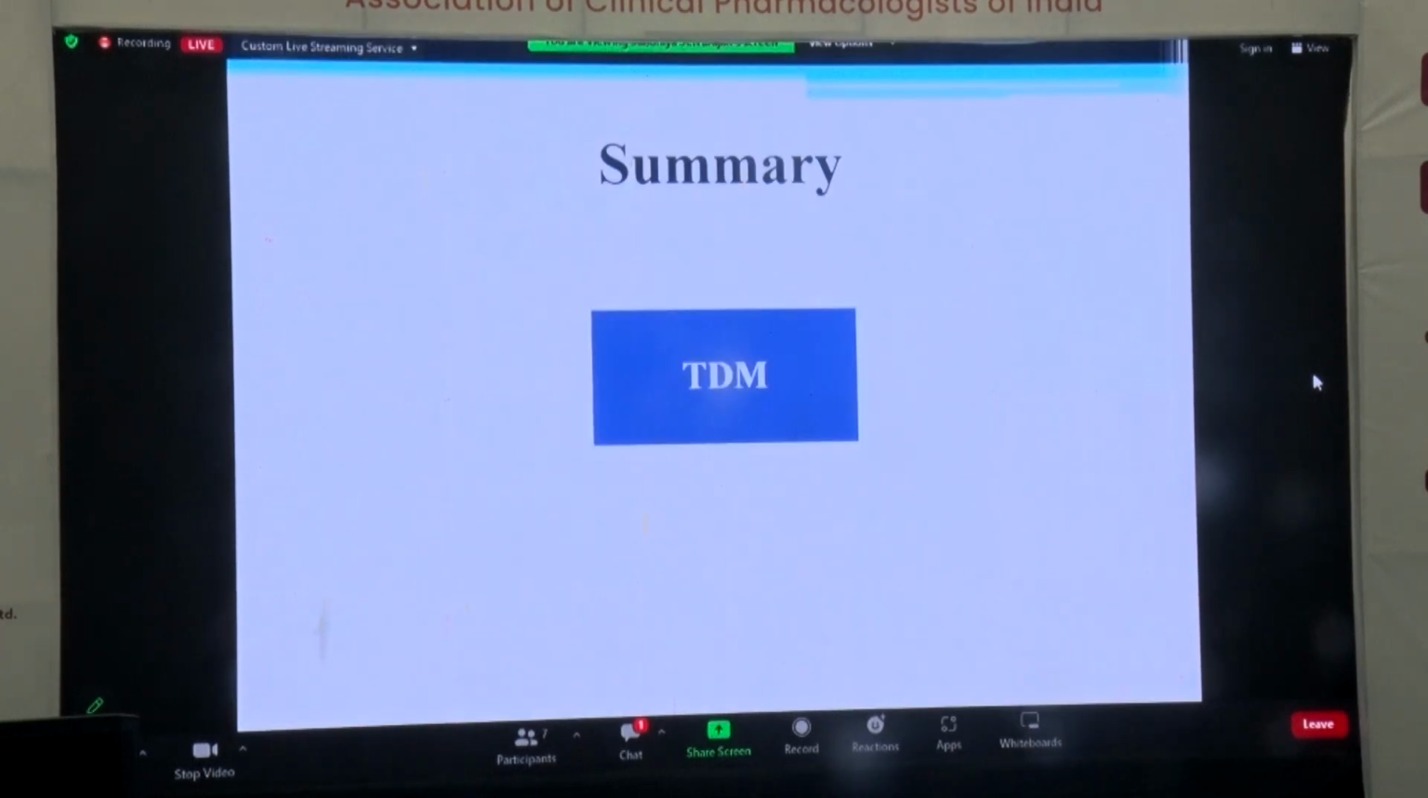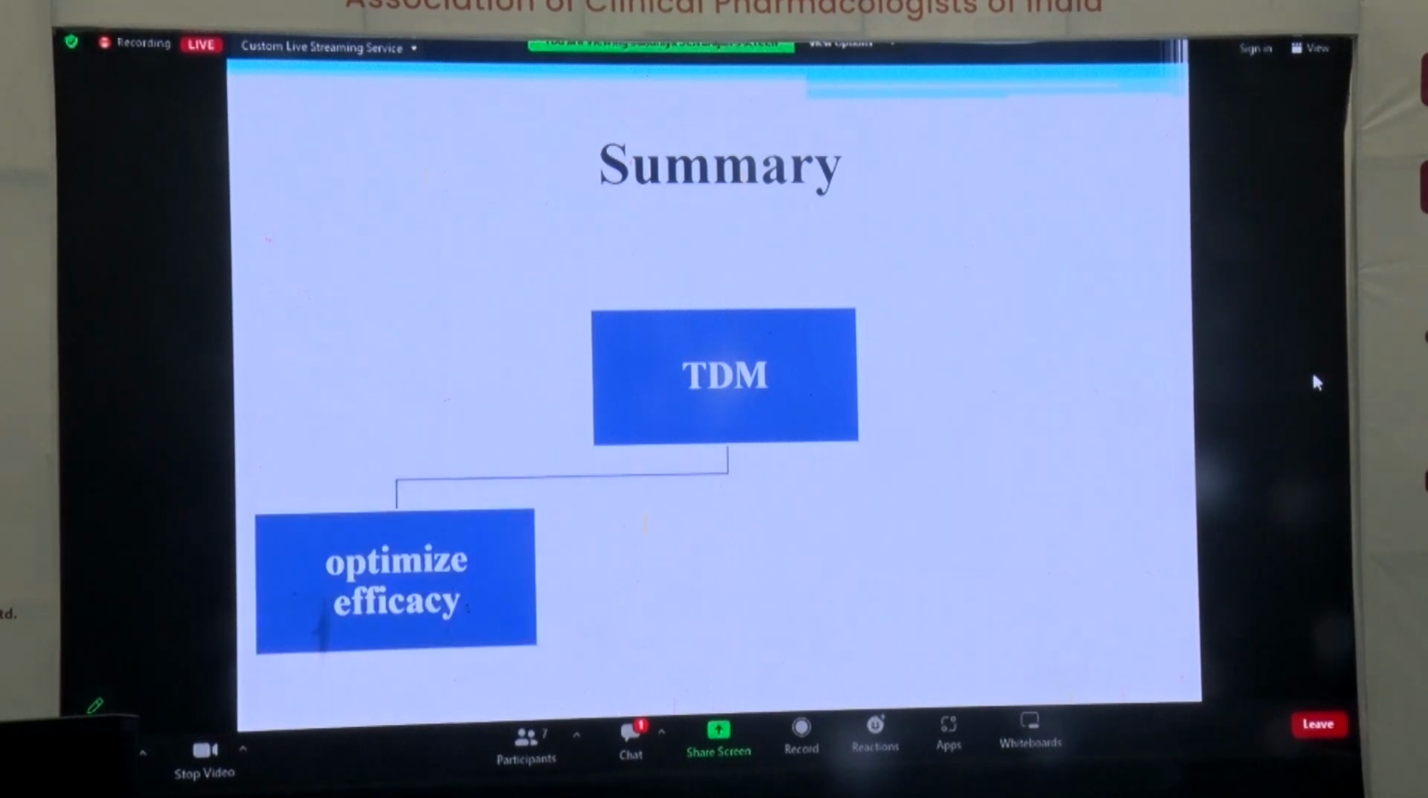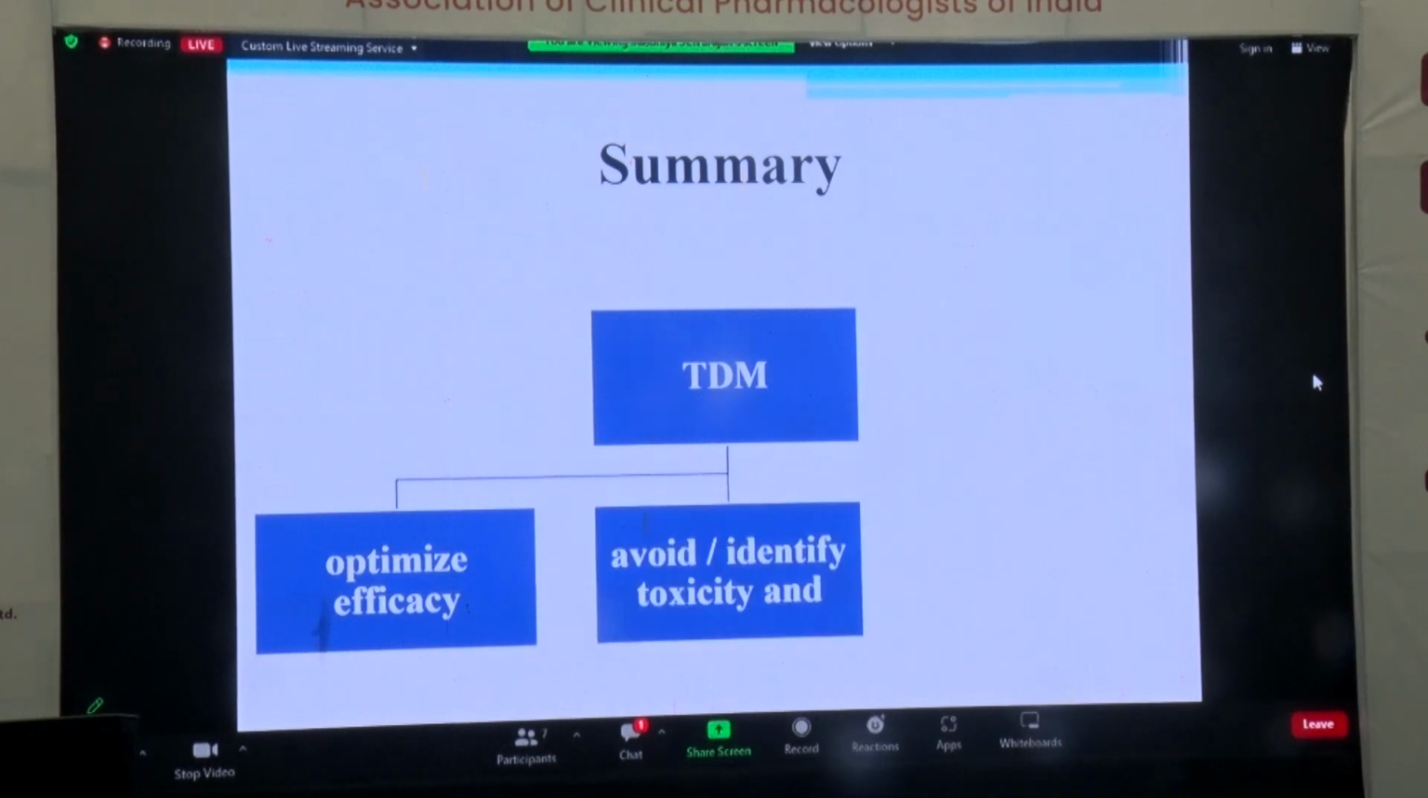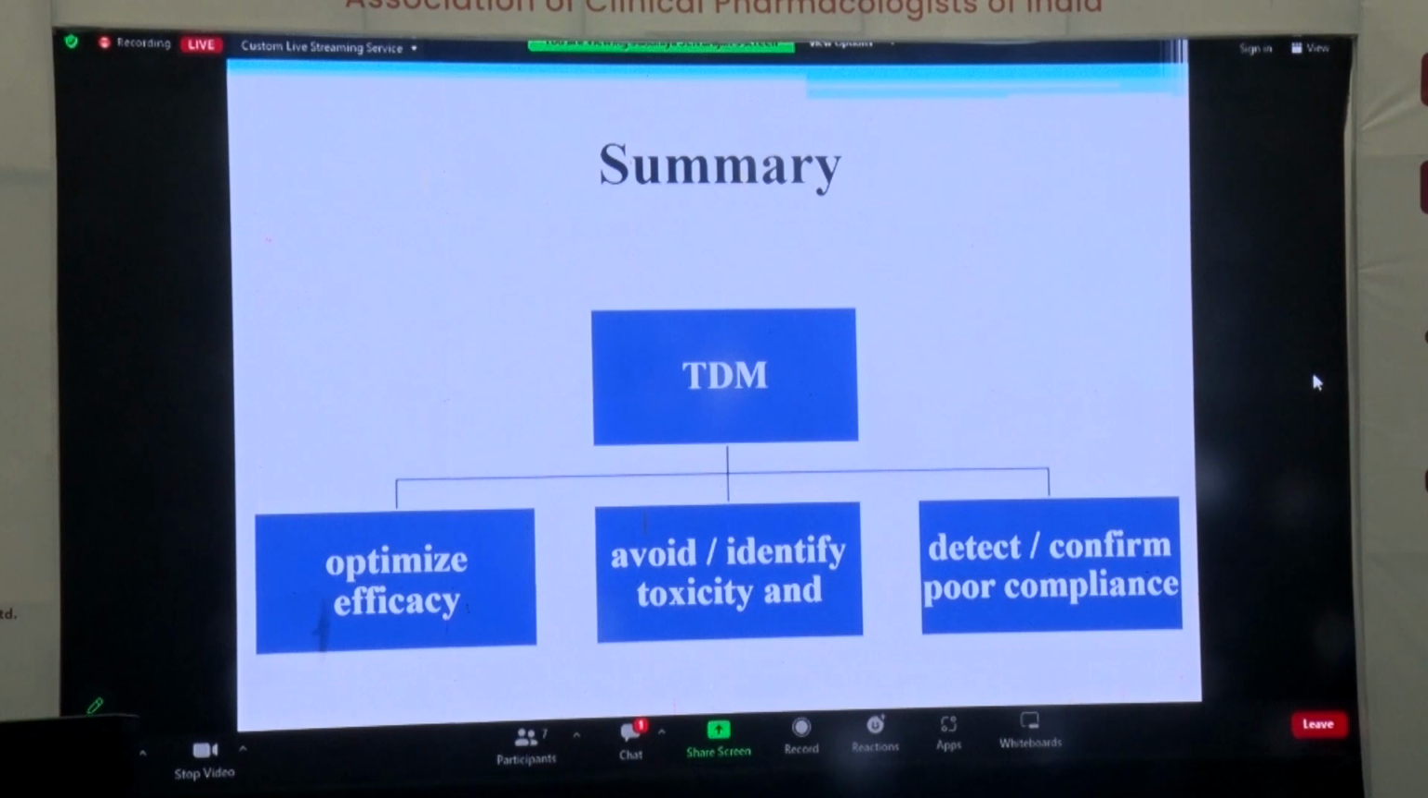So to summarize, TDM is a very simple thing of measuring the blood concentration of the drug after giving the drug and then seeing whether it is in the therapeutic range, to decide whether this drug will produce efficacy. Also, this is done to avoid toxicity, or in the presence of toxic features to find out if it is above the therapeutic range, as well as to determine if the patient is taking the drug properly, if the patient is adhering to the treatment. These are the three major indications for which TDM is done, and we have various procedures depending upon the institute's facility.